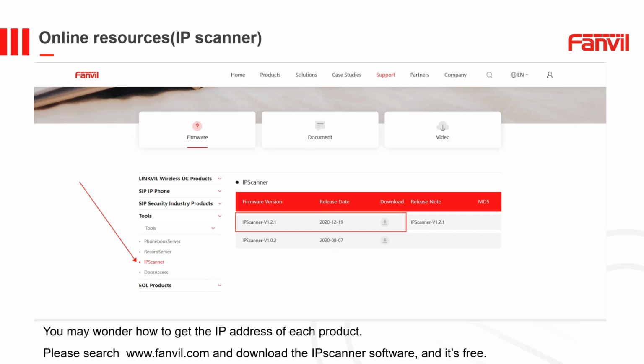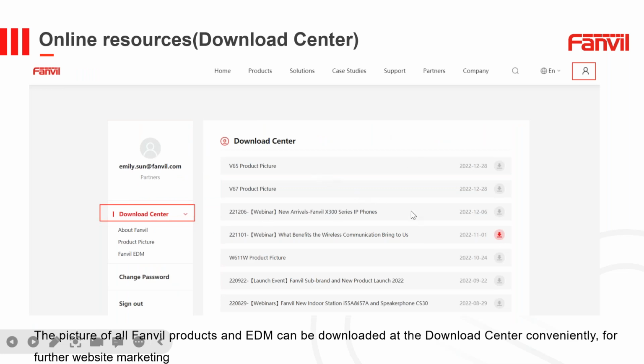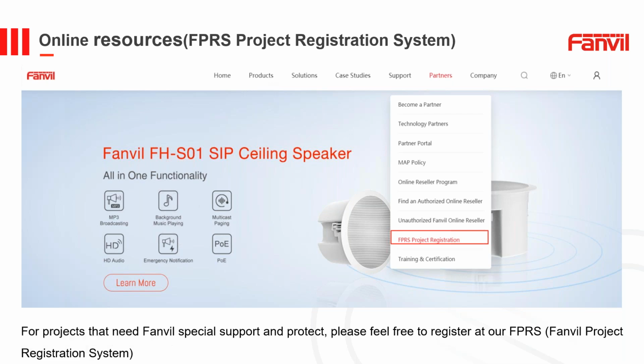And you may wonder how to get the IP address of each product. So you can search our website, and you can download the IP scanner software, which is free. And if you need any picture of our products or EDM, you can use our download center. At last, if you need any project to be supported, you can use our project registration system. So when you have any project, we will support it with you.